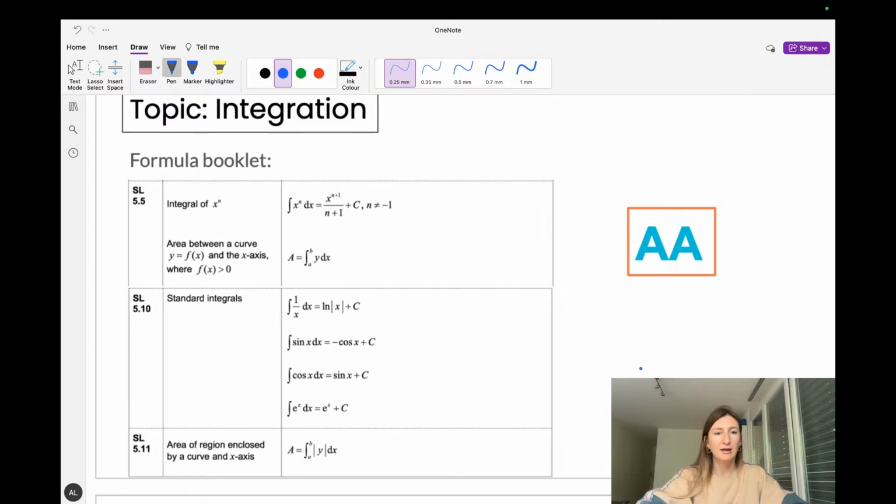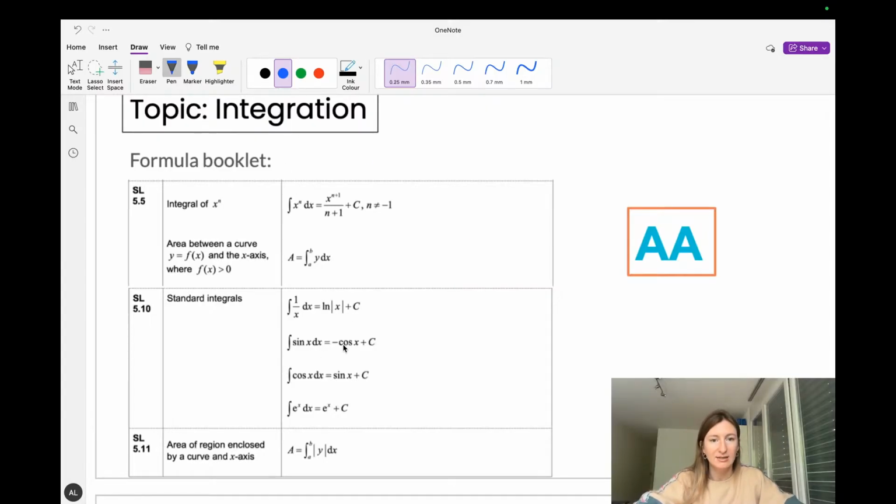So for AA SL, we are given the general formula for integration, the power function. We also have the area between a curve and the x-axis. We have some standard integrals, so these are very useful. If you have a function of 1 over x, then we have ln absolute value of x, very important to have those absolute value signs, plus c every time that we're doing an indefinite integral, i.e. we don't have our boundaries. We need to make sure we're adding a plus c.